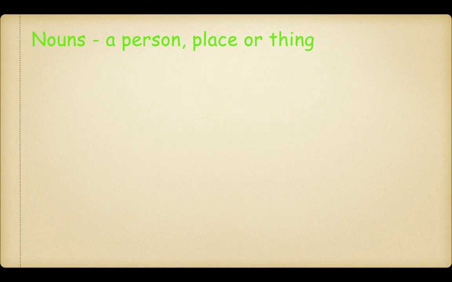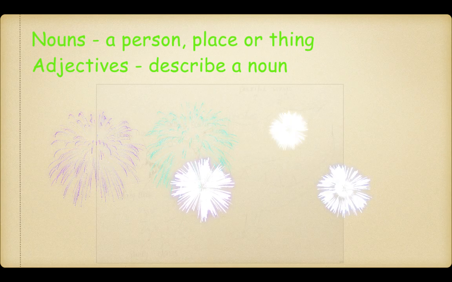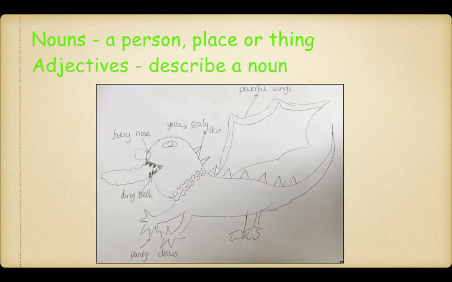So remember, a noun could be a person, a place, or a thing. A dragon is a thing, not a human, so it's a noun. And adjectives describe a noun. So we were describing the body parts of a dragon, like long tail, fiery nose. So you were very, very good at describing. So here's my list of body parts that have been named.